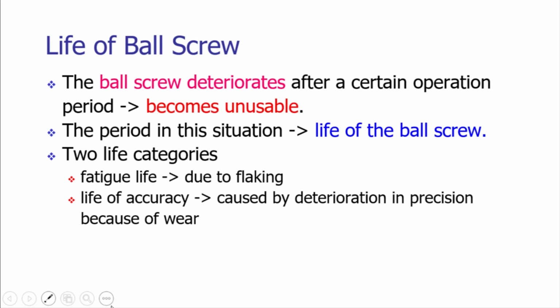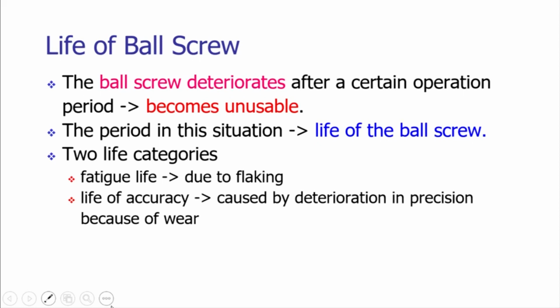And the second is the life of accuracy. This life of accuracy depends upon the deterioration in precision because of wear. Due to flaking, there may be complete failure of the screw shaft, but we can also judge the life of the screw shaft based upon the accuracy it is producing. If there is a deterioration in the precision generated by the screw shaft, we can say that the life of the screw shaft is over. So the physical condition leads to the fatigue life and the performance condition leads to the life of the accuracy.